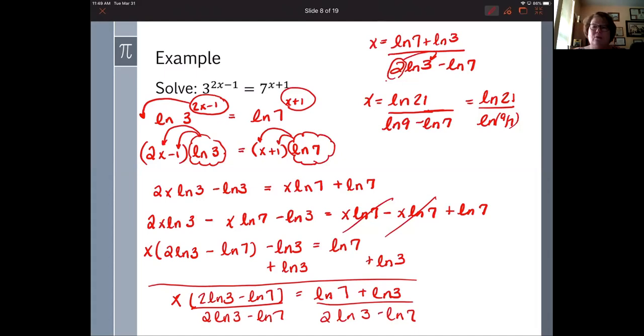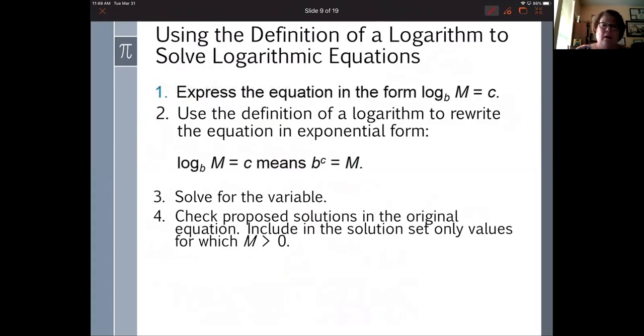So I can deal with numbers no matter what form they're in, whether they're just a nice pretty integer or if they're in terms of a logarithm. I can deal with those. All right, so using the definition of logarithms to solve logarithmic equations. Now, I'm going to warn you about 9 million times about solving logarithmic equations.